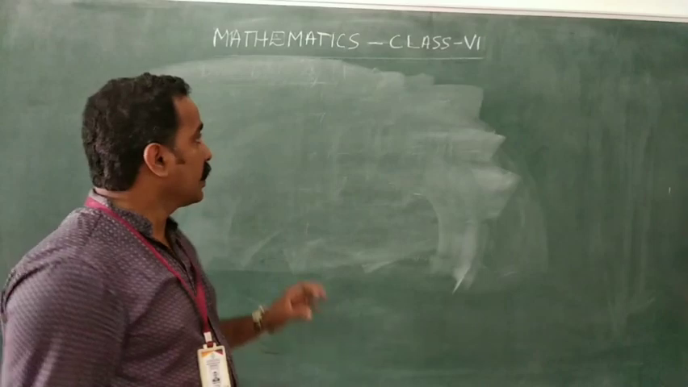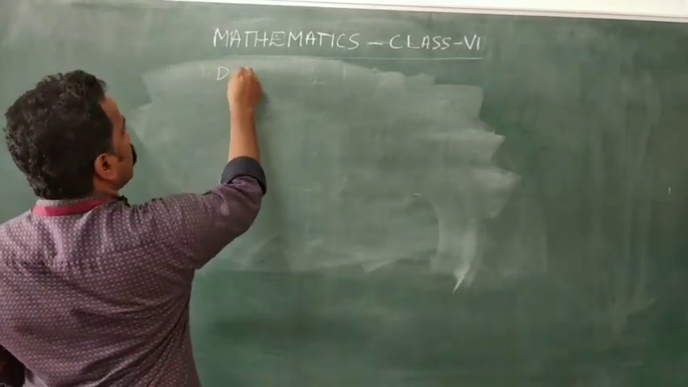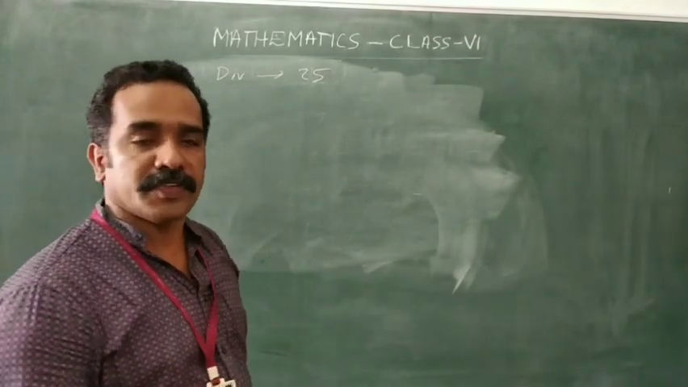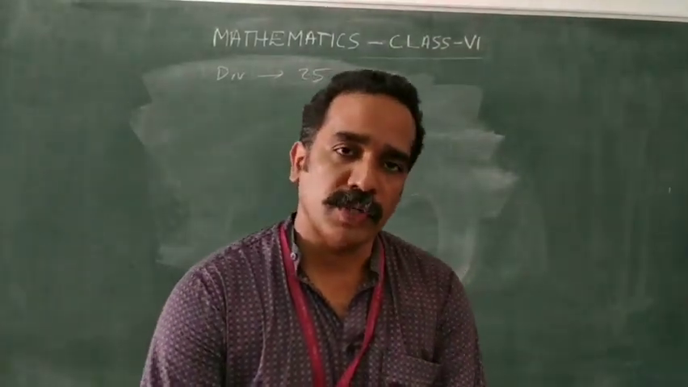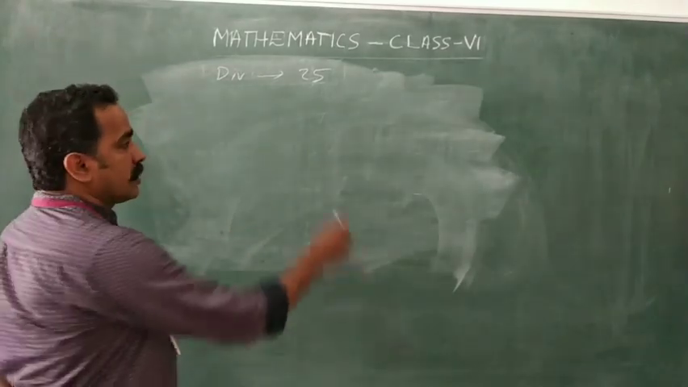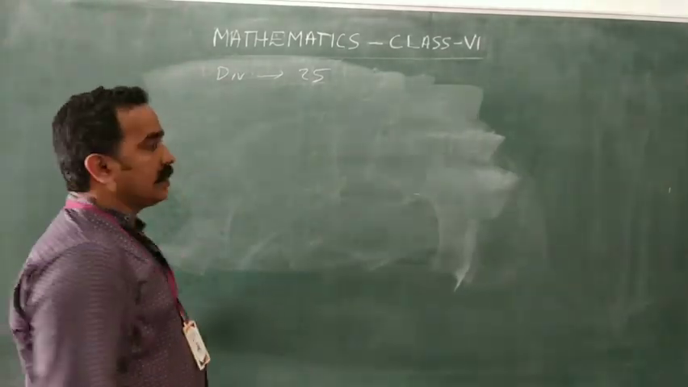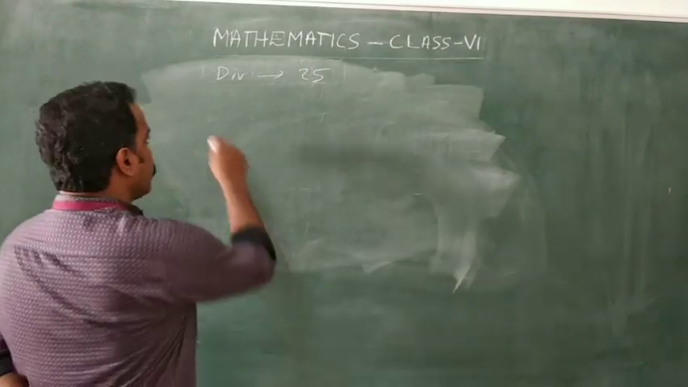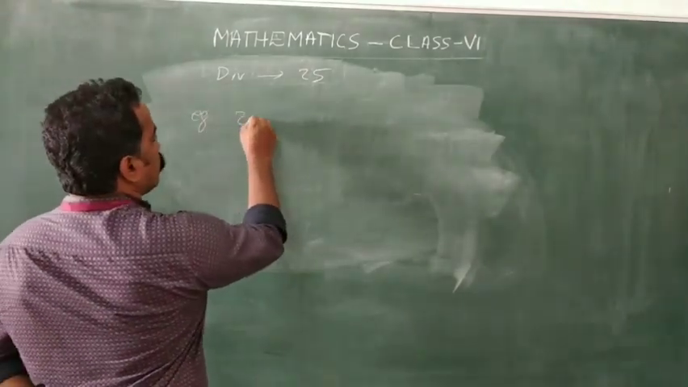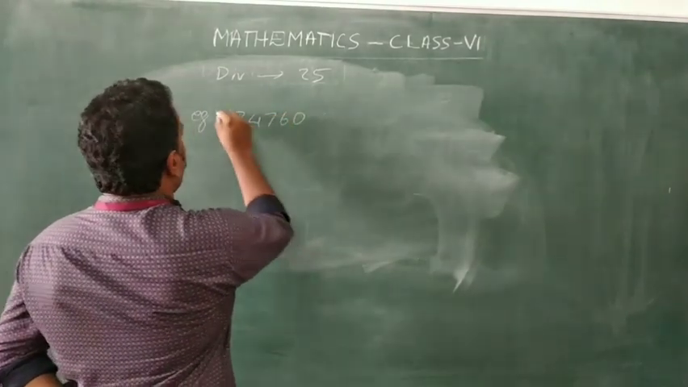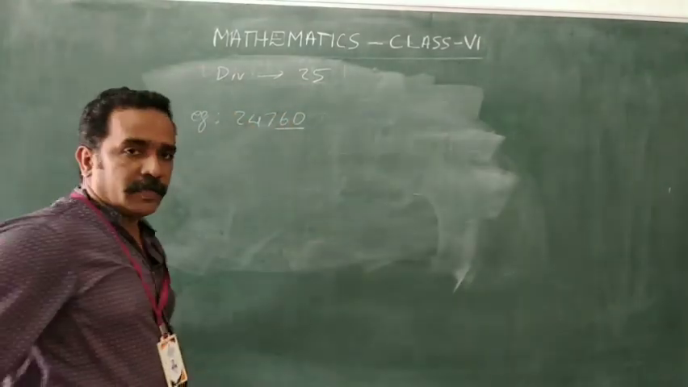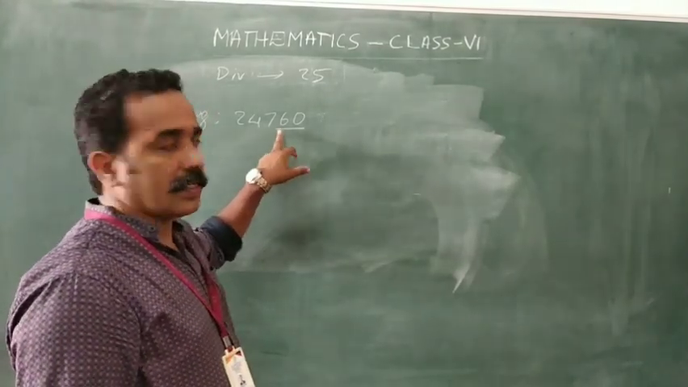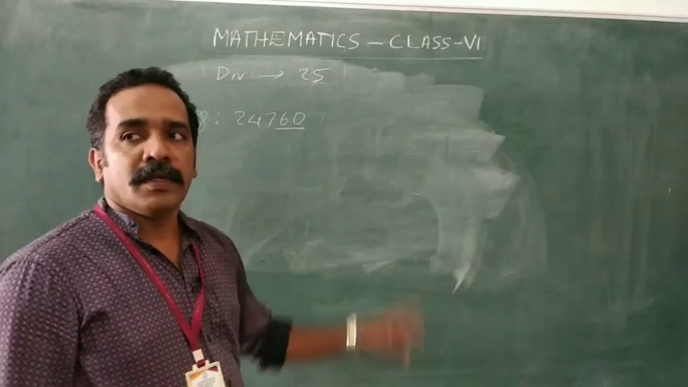Now, divisibility by 25. How can we check whether a number is divisible by 25 or not? To check that, we check the last two digits of the number, just like the divisibility test for 4. Here is an example: 24760. The number formed by the last two digits is 60. That means it is not divisible by 25.